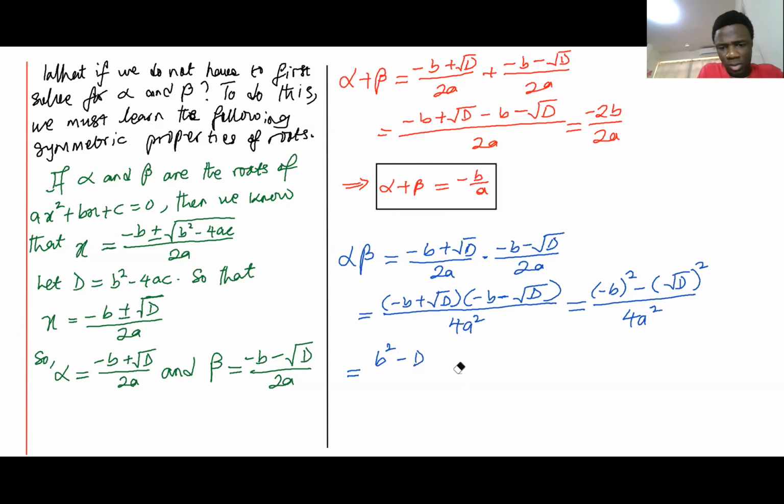So this will be positive b squared minus d, divided by 4a squared. So that is positive b squared minus, so our d is here.